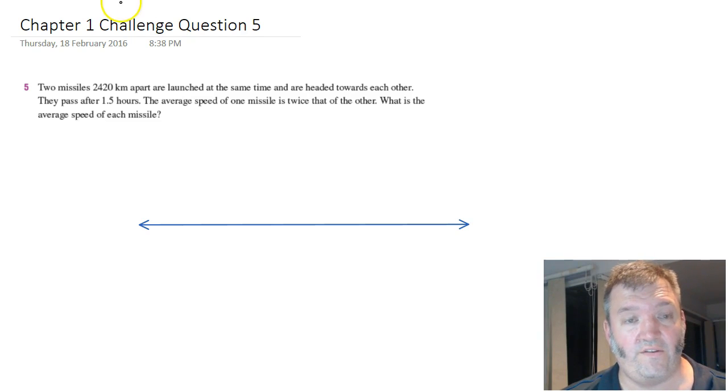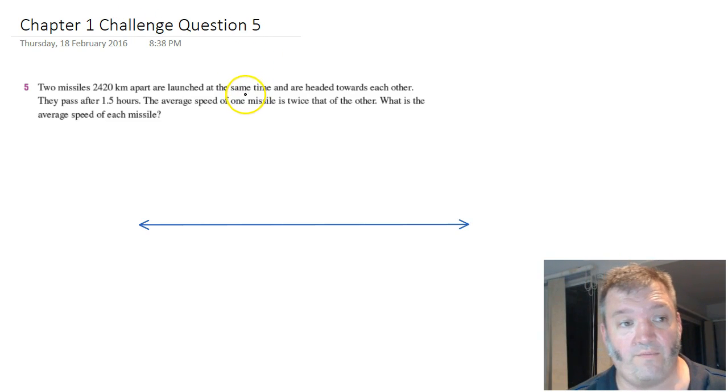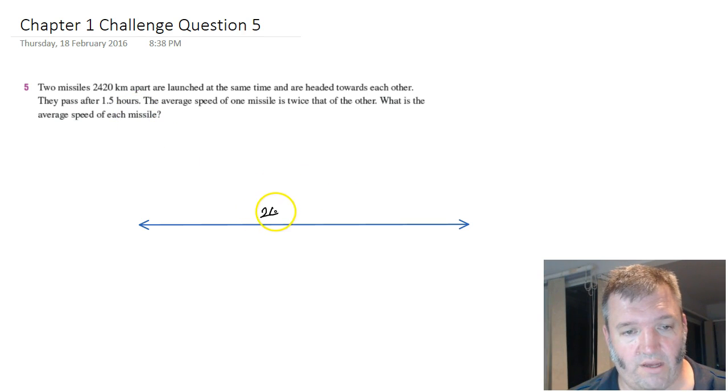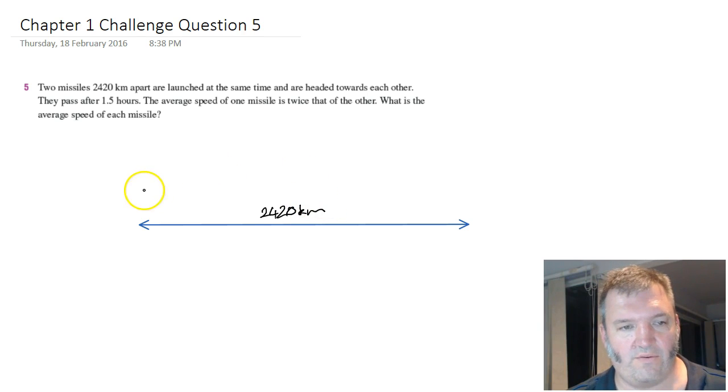G'day, okay, this is challenge question 5 from chapter 1. Two missiles start 2,420 kilometres apart, and they are headed towards each other. So one's going this way and one's going this way.